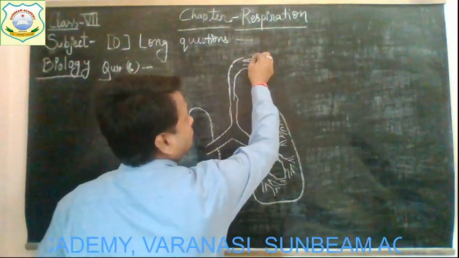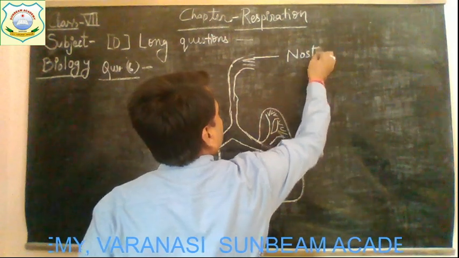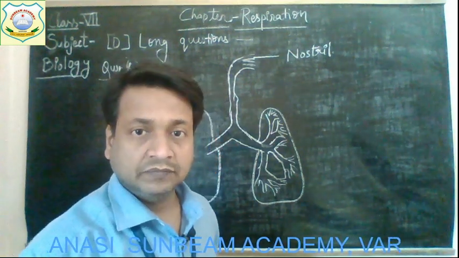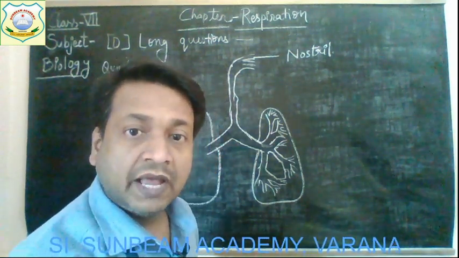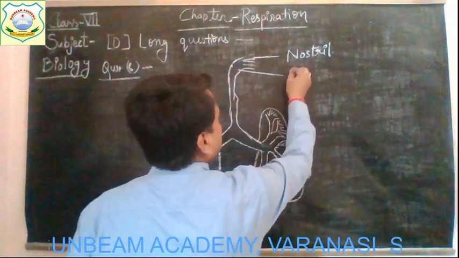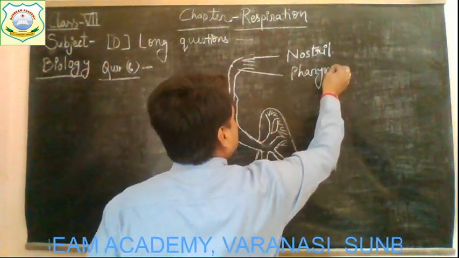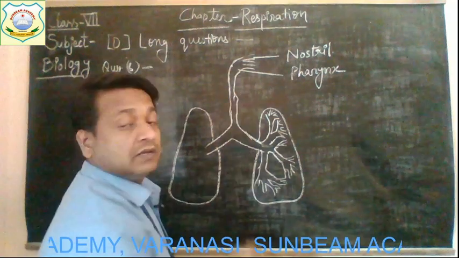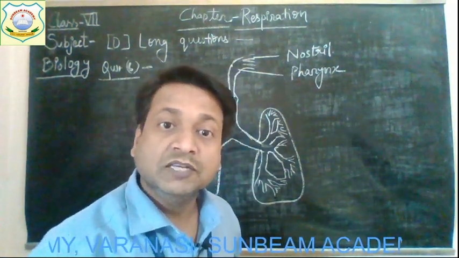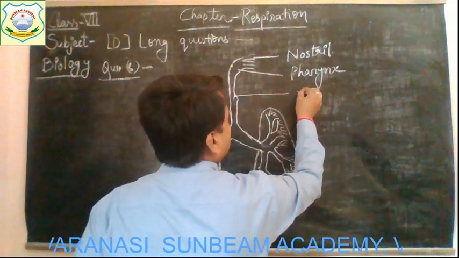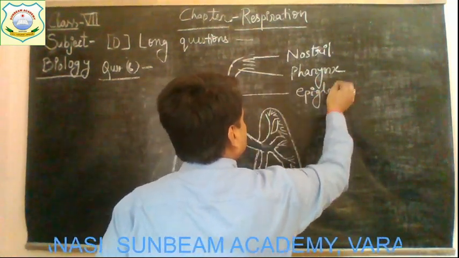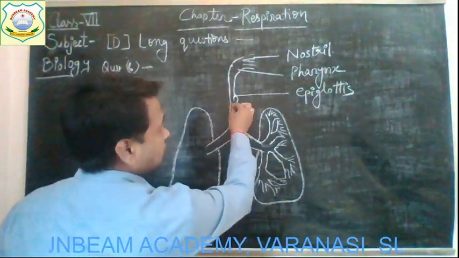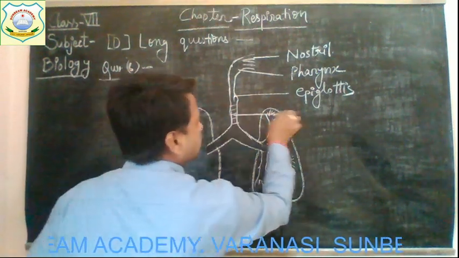Children, this one is the nostril, from where the air enters our body. After the nostril, we have the pharynx. Below the pharynx, the place where the food pipe and windpipe meet together is known as the epiglottis. Get it? After the epiglottis, this tube-like structure is known as the trachea.